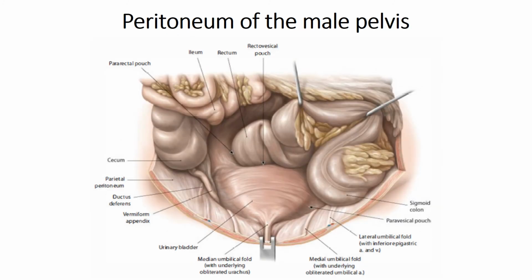The peritoneal reflection varies in the male and the female pelvis. The parietal peritoneum lining the abdominal wall is continuous with the parietal peritoneum lining the side wall of the pelvis, but it doesn't reach up to the pelvic floor, rather it is reflected onto the pelvic viscera like the urinary bladder, rectum, or uterus in case of female.